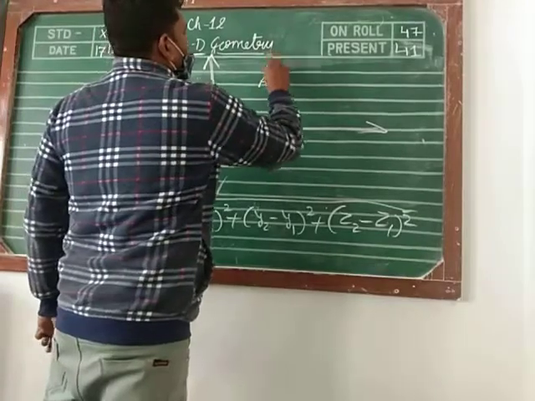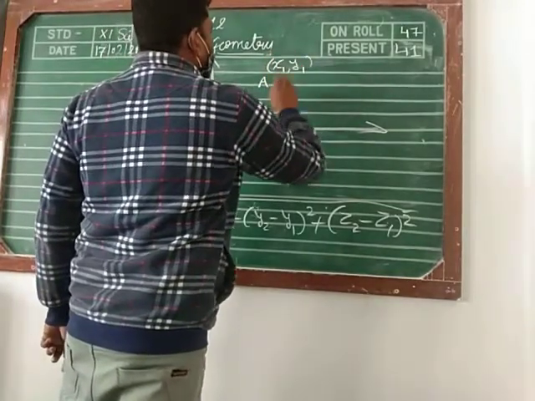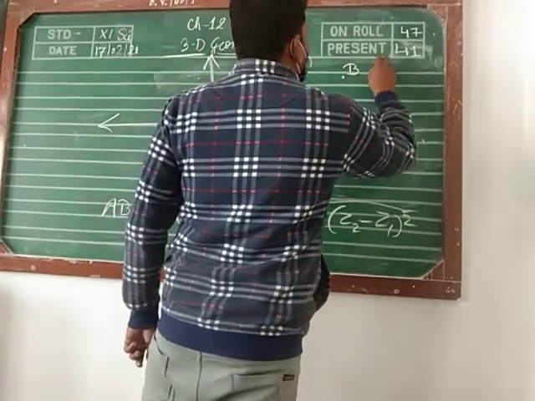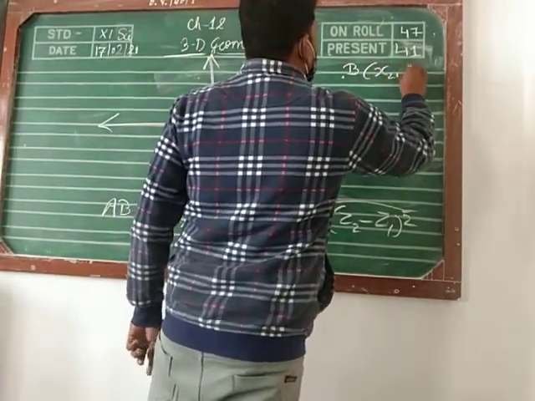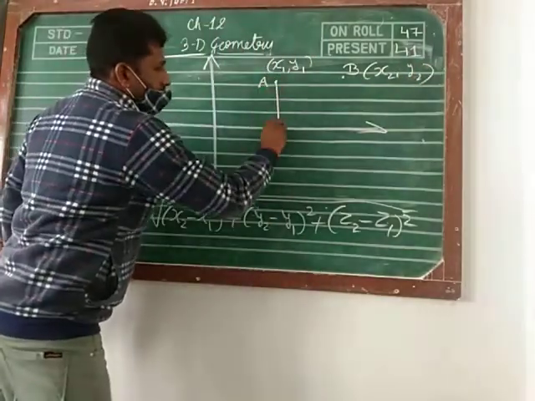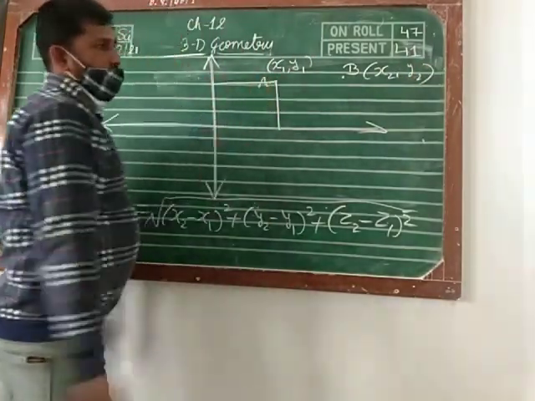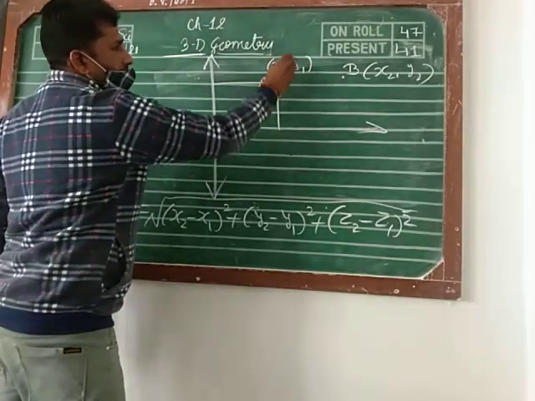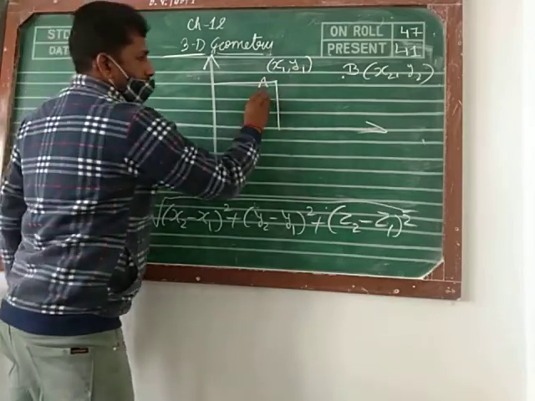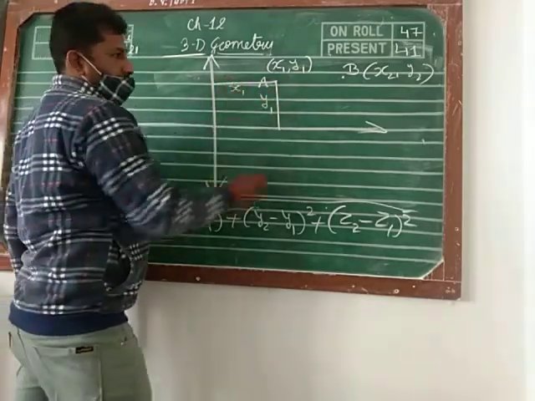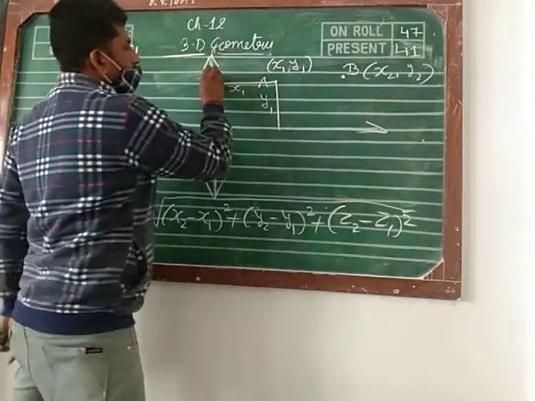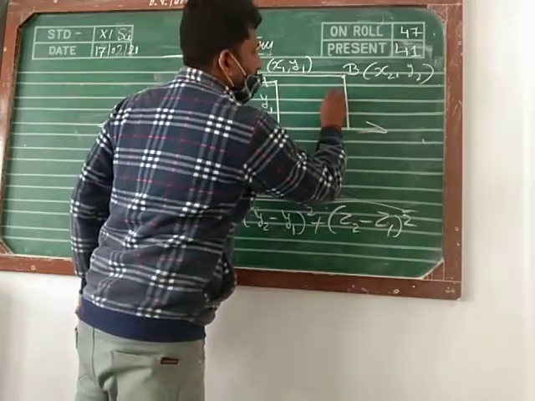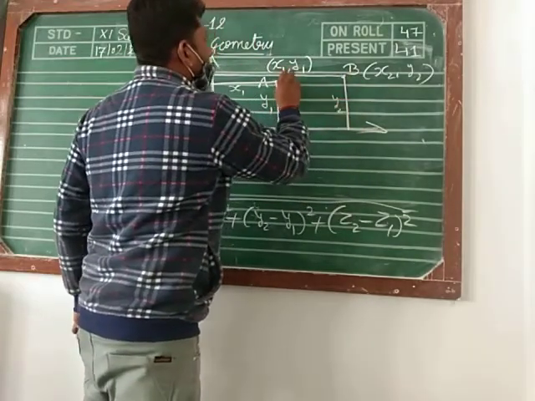Point A I am taking as x1, y1, and point B I am taking here, and this is x2, y2. Then this distance we know: if the coordinate of A is x1, y1, then this distance is y1 and this distance is x1. Then this distance we observe is y2, and this is x2.